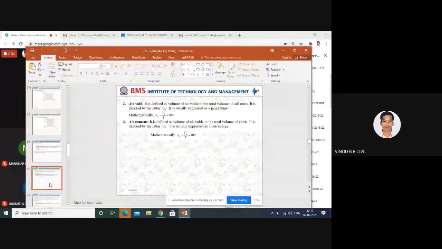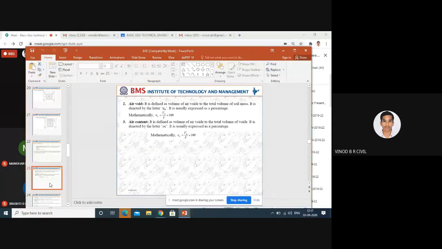And the next one is the air voids. Air voids is denoted by Na, small n, small a. Na equals Va, where Va means volume of air voids, divided by the total volume, that is V, into 100. We can calculate the air void content.